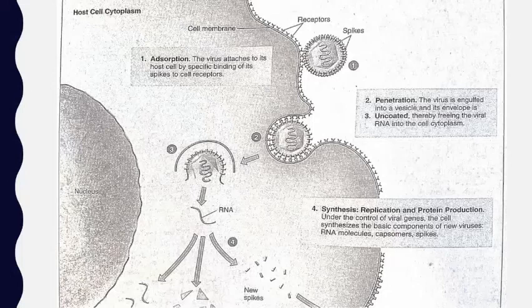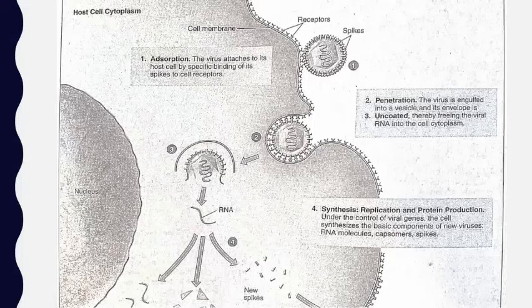So, ang nangyayari, pagkapit ng spike protein sa receptors, nagkakaroon siya ng permission to enter the cell. So, we have the step 1 which is adsorption. So, the virus attaches to its host cell by specific binding of its spikes to the cell receptors. So, our cell receptors in the plasma membrane accepts the spike protein. Okay? Next is number 2, which is the penetration. So, the virus is engulfed into a vesicle and its envelope is number 3, uncoated. Okay, so pag nakapasok na siya, nag-uncoat si coronavirus, thereby freeing the viral RNA into the cell cytoplasm.